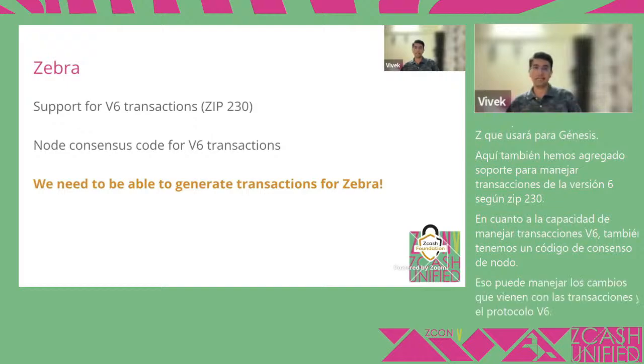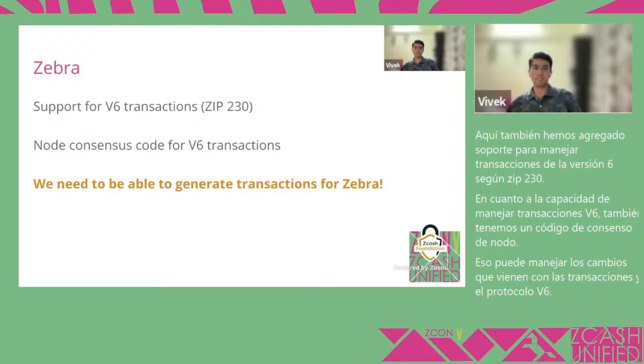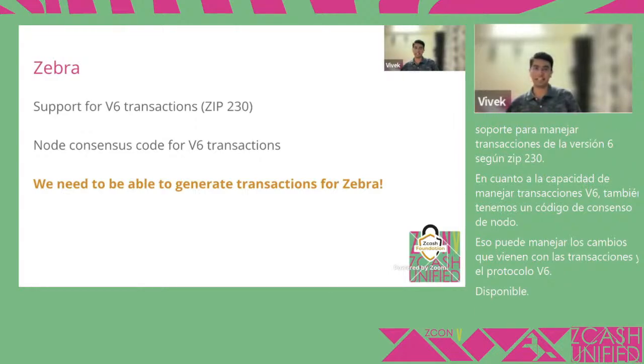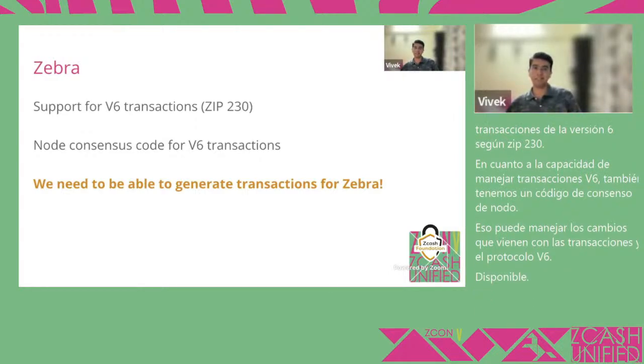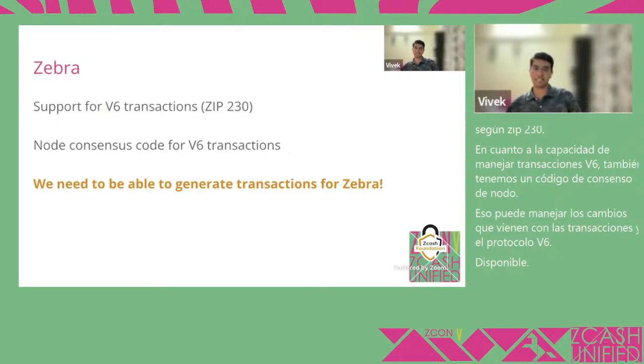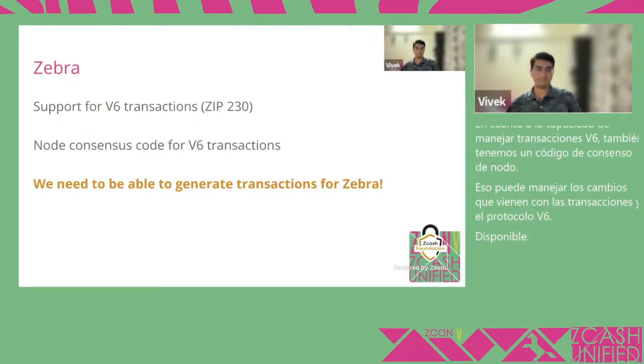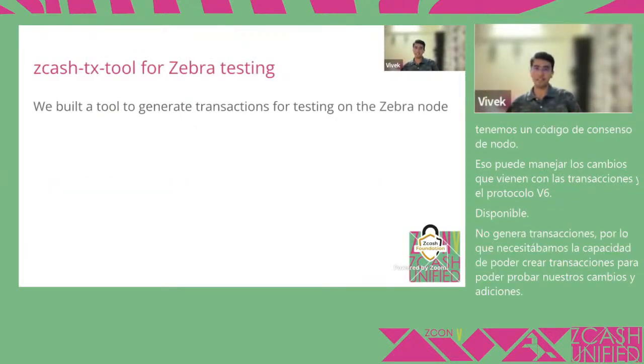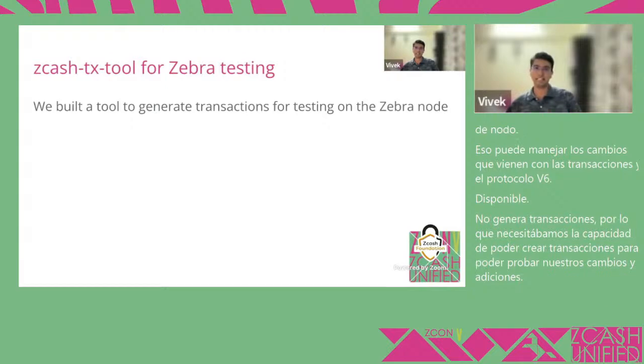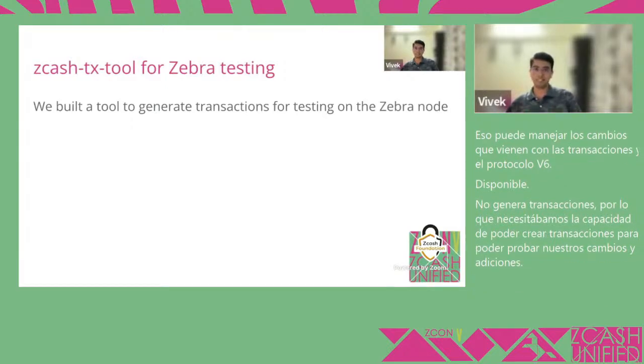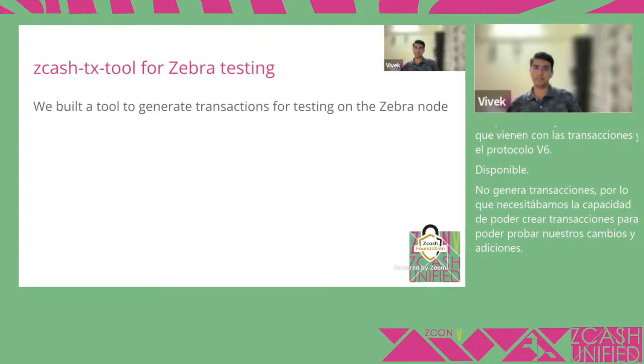However, one sticking point was that while Zebra performs the consensus checking and transaction handling, it does not generate transactions. So we needed the ability to create transactions so that we could test our changes and additions. We therefore made a tool to generate these transactions. We should highlight that this tool is just for testing purposes.